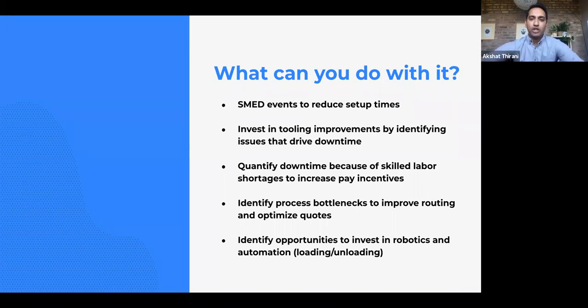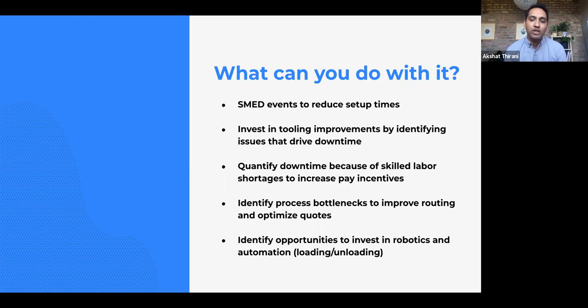So setups and changeover times can often be a big cause of downtime that is controllable. And so there's a lean concept of SMED, which is single minute exchange of dies, to identify how you can reduce the setup times. We have an excellent piece of content on how you can run your own SMED event, so I suggest checking that out as well on our website. The second goes back to that case that we just spoke about around investing in better tooling. Next can be identifying how much time is lost because of skilled labor shortages.